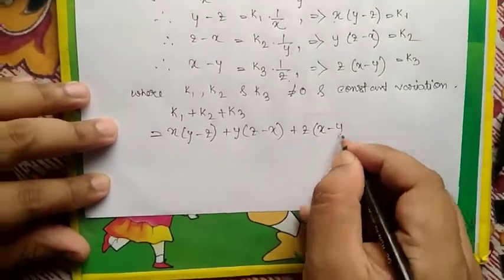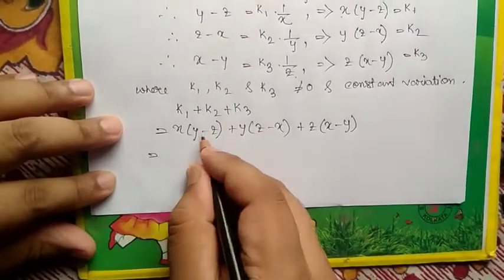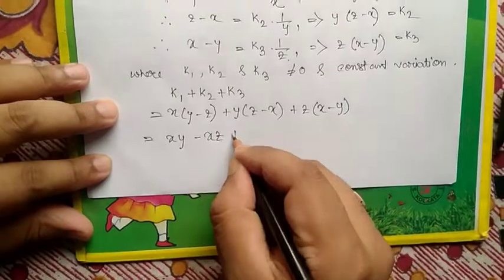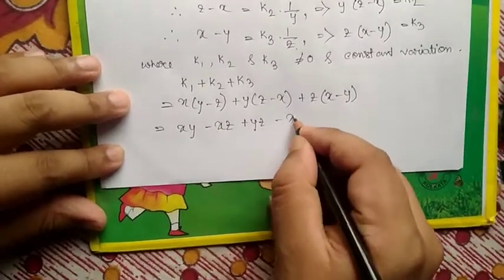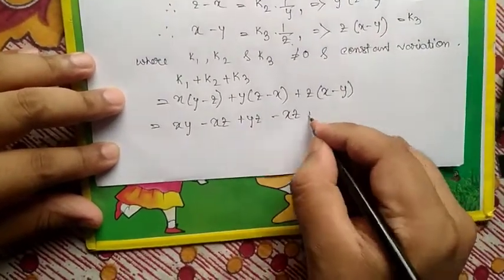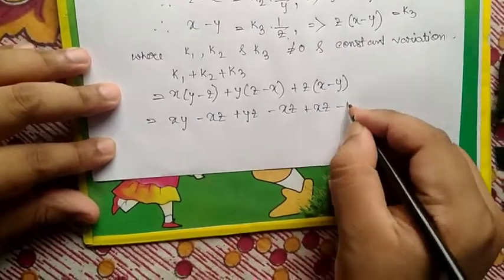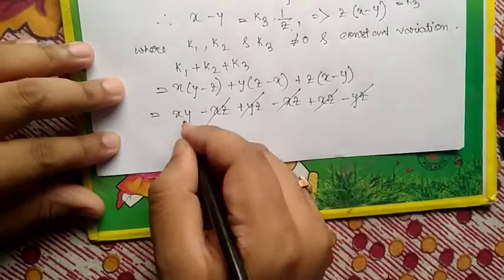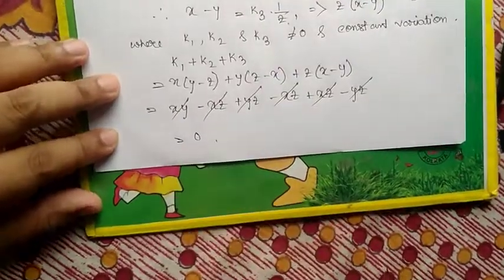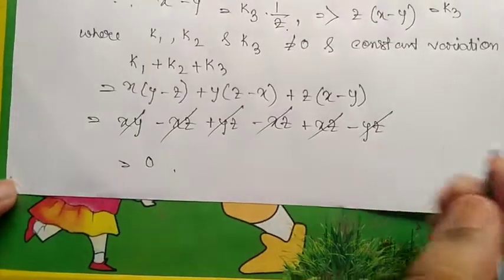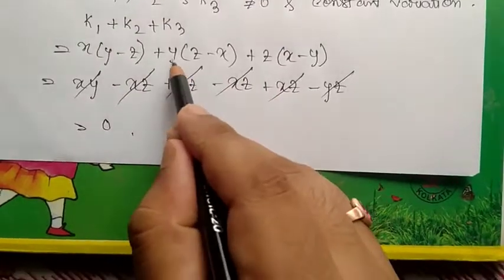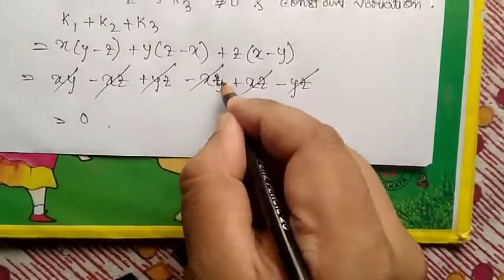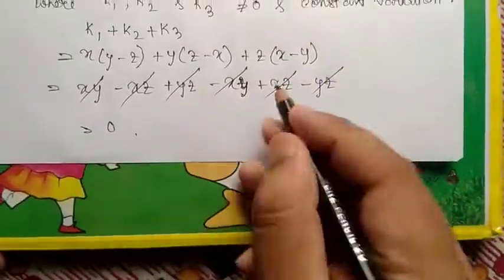Opening those brackets, we get x into y, xy, minus x into z, xz. This should be yz minus xy. This should be xz minus yz. Eliminate those, we get 0. One more thing, when I recheck this sum, this should be y into z, yz, and y minus x, this should be minus xy. Okay, the answer should be 0.